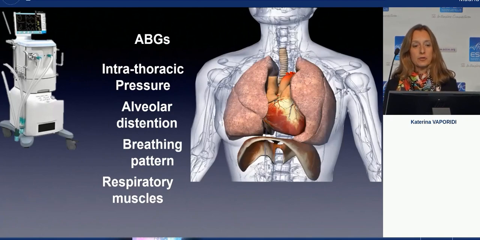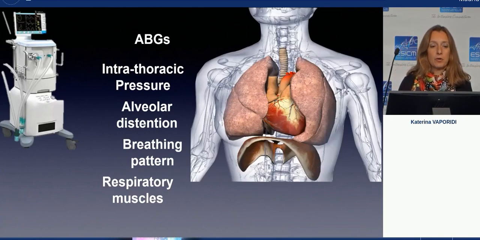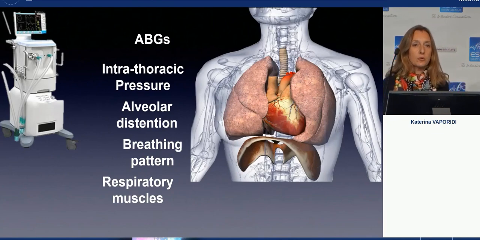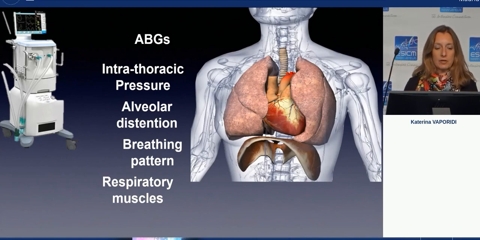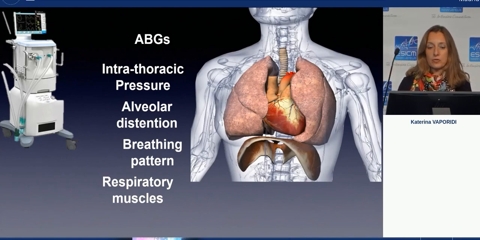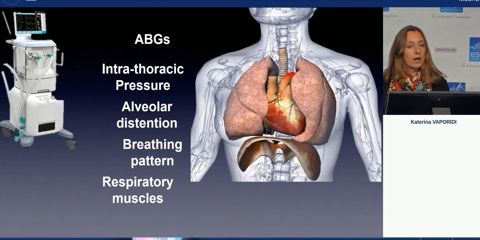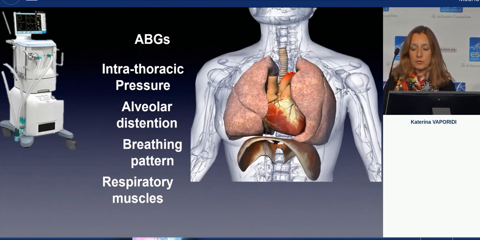So, respiratory failure, we define it as abnormal blood gases, and then we use positive pressure ventilation to correct blood gases. When we apply positive pressure ventilation, we affect several other things, such as intrathoracic pressures and heart-lung interactions, alveolar distension and distribution of ventilation in the lung, the breathing pattern and the brain response to this, and of course the respiratory muscles.